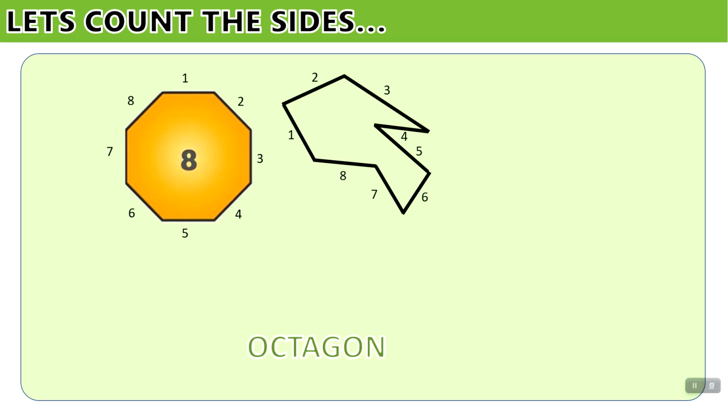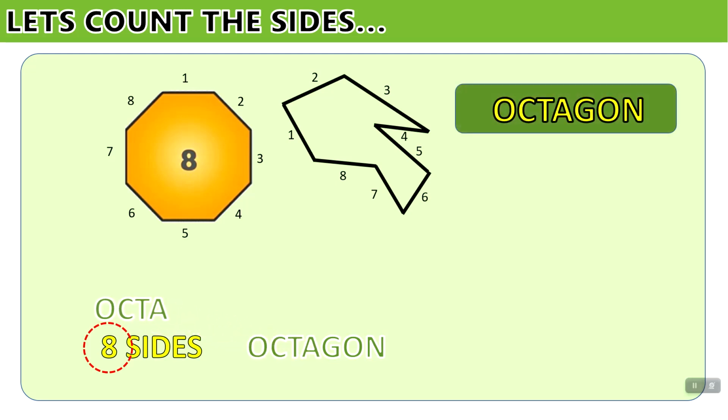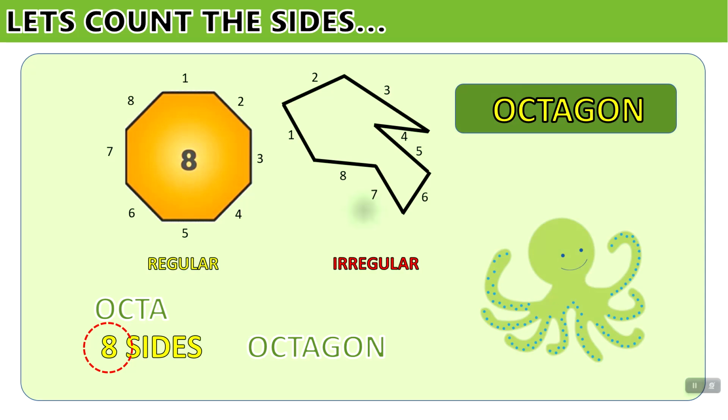And these are both octagons. They have 8 sides. The prefix octa means 8. These are both 8-sided shapes which make them octagons. The first one is a regular octagon. The second one is an irregular octagon. And you may have heard the prefix octa in the word octopus.